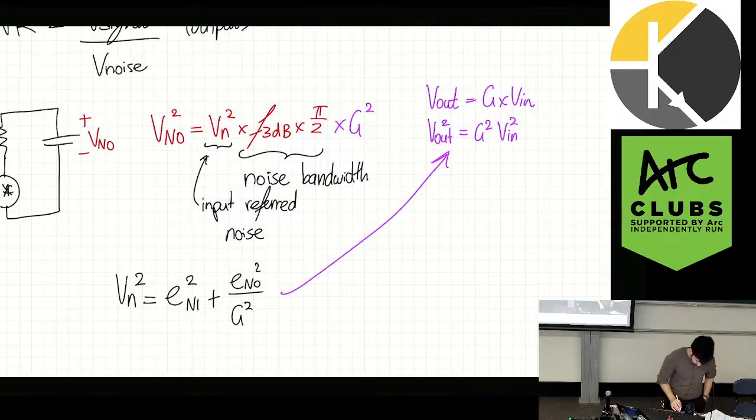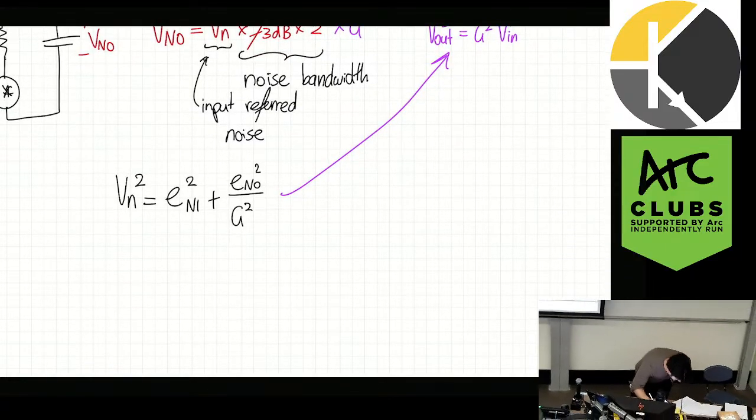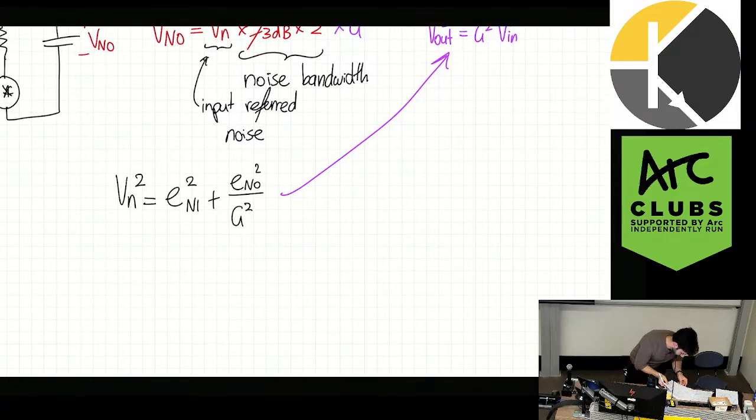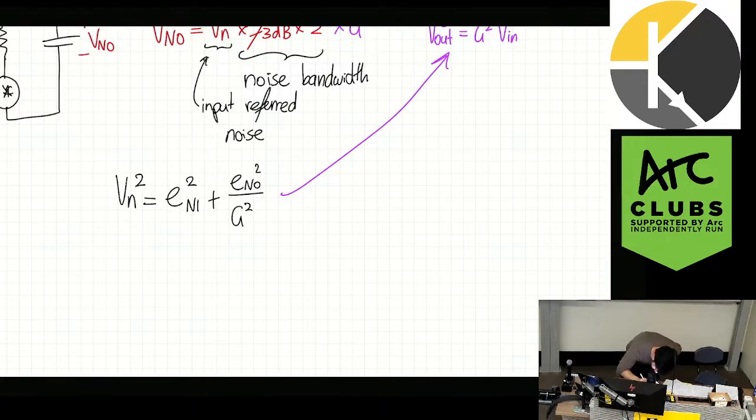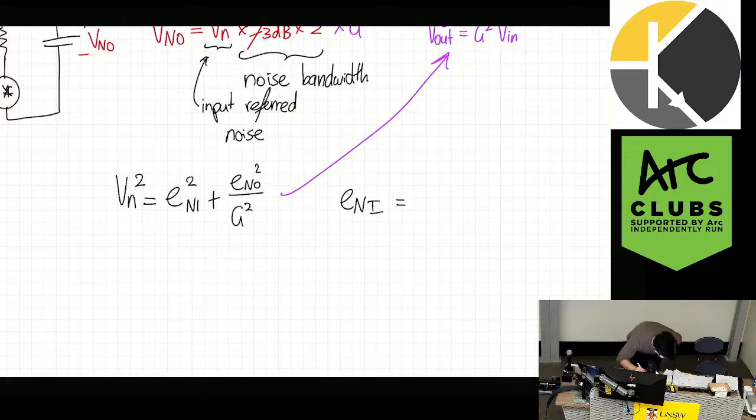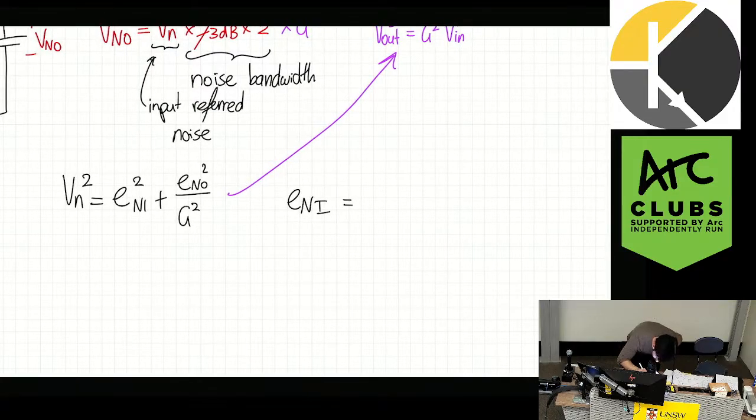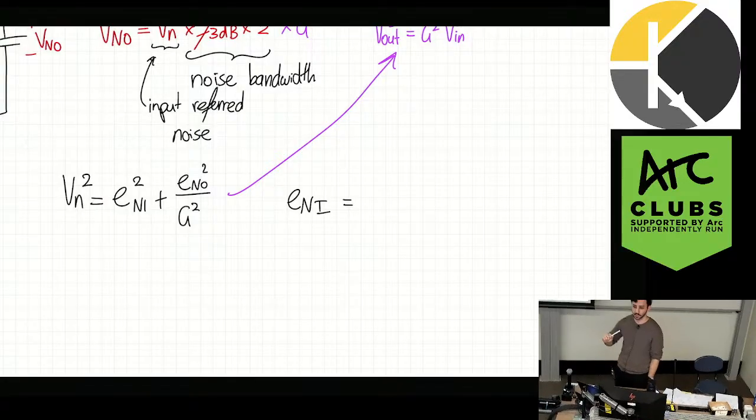Now, from the data sheet, ENI and EN0, I'll just give them to you. They were exactly where I said they were on the data sheet. So ENI equals, and again, for both these cases, I'm taking the worst case, yes?